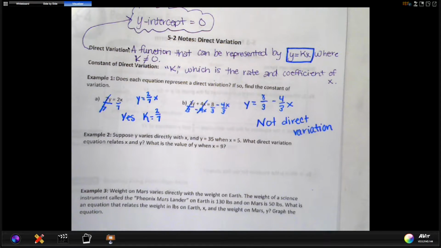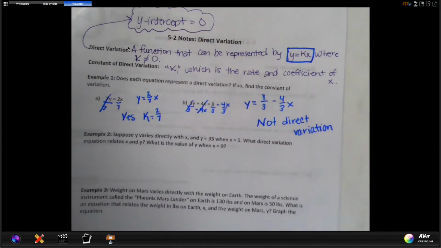Okay? So there's a difference. All direct variation is linear, but they go through 0, 0. Okay? So there are linear functions that are not direct variations. That's what that means. All right, let's do this. Example 2. Let's make sure I'm on screen again.